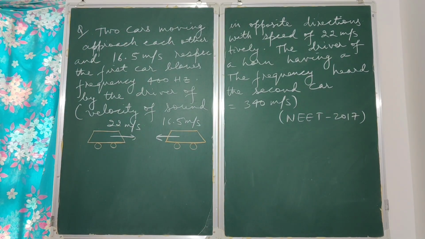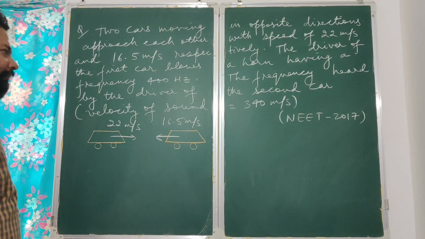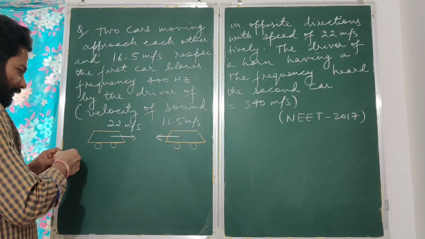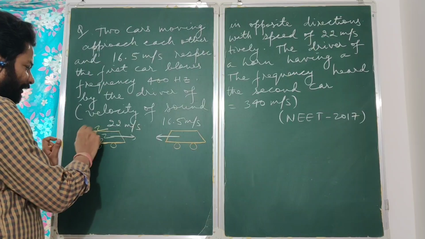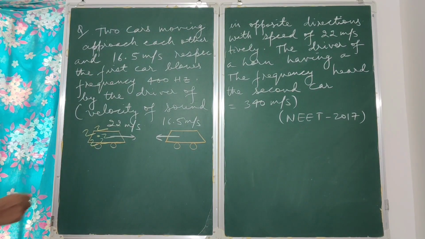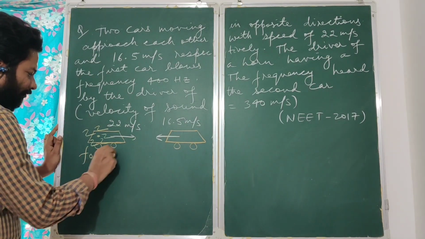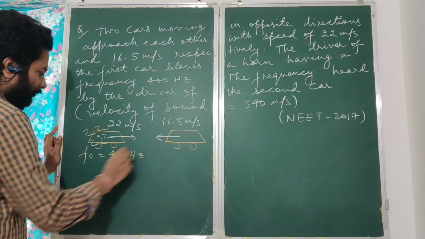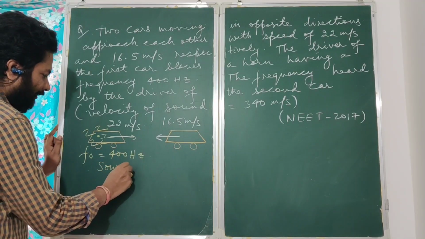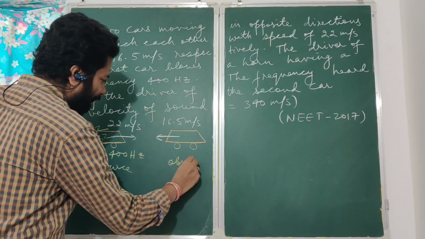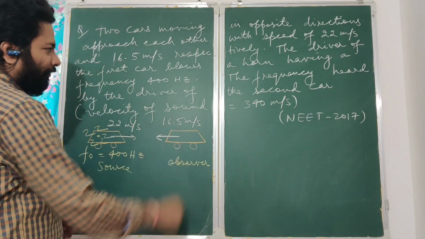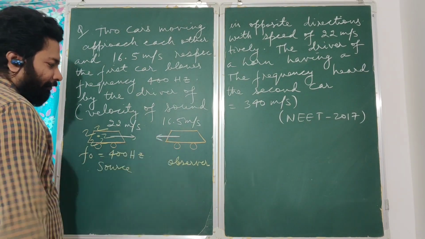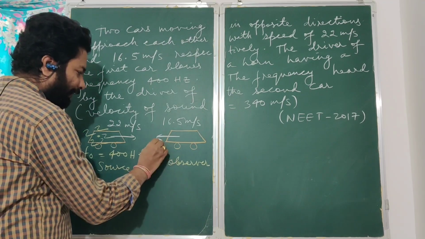So driver of the first car blows a horn having a frequency 400 Hertz. So you can see the sound wave is being generated from here, first car. And what is the frequency F0? It is 400 Hertz. So this is the source, and this guy, the driver who is sitting in the other car, is the observer. So let us say this observer, the driver in the second car, hears the sound at frequency F.